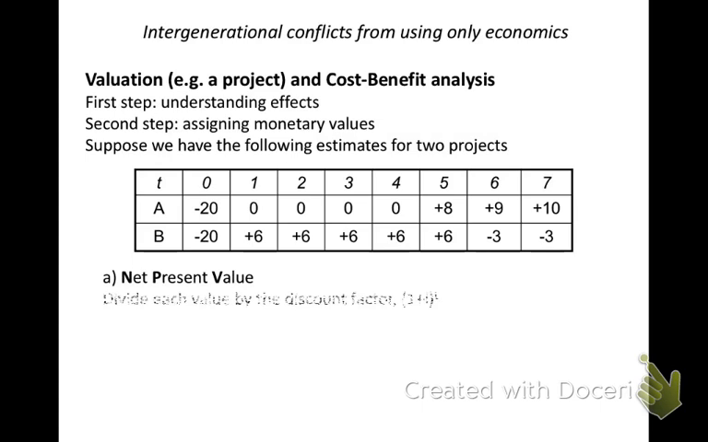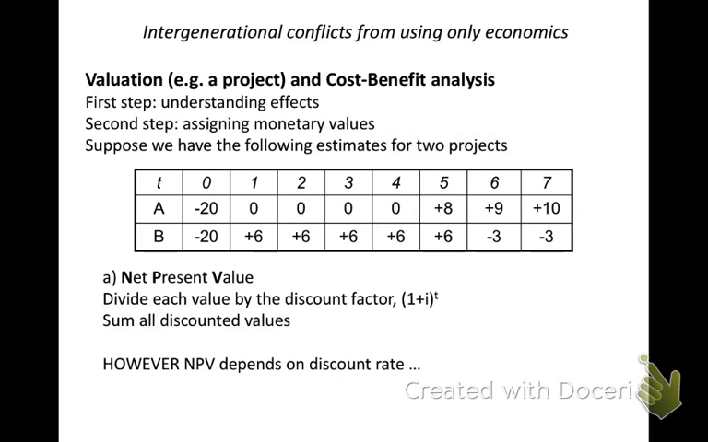As you know, it is important to compute the net present value. How much is $6 in 5 years worth today? What is the value of $6 in 5 years' time? So we can divide each value by the discount factor. I guess that most of you know this stuff. And then we can sum all discounted values. Of course, net present value depends on the discount rate. And which discount rate do we have to use?